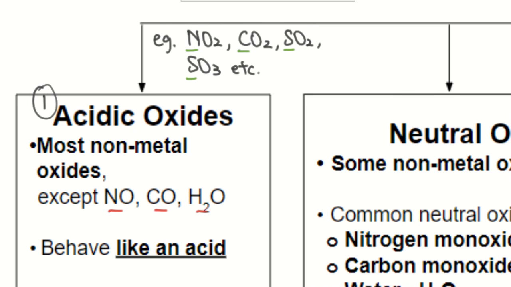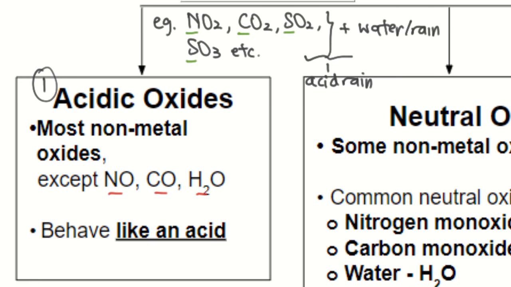And how do I remember that they are acidic oxides? It's because when you add these gases to water, for example rain, they give us acid rain. And this is the reason why these are called acidic oxides. They form acid rain when they mix with water. One interesting property is that acidic oxides behave like an acid, meaning that they react with bases, because acids react with bases.